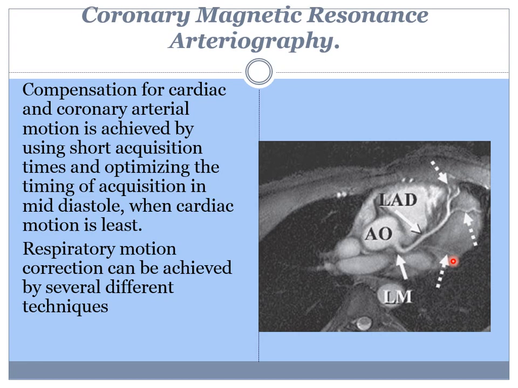Coronary magnetic resonance arteriography: compensation for cardiac and coronary arterial motion is achieved by using short acquisition time and optimized timing and acquisition in mid-diastole, when cardiac motion is least. Respiratory motion correction can be achieved by several different techniques. Coronary MRI is not yet commercially used. This is for research purposes only.